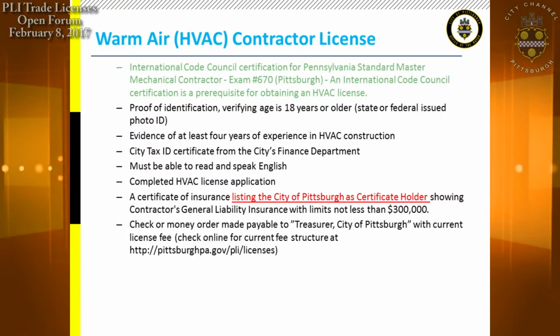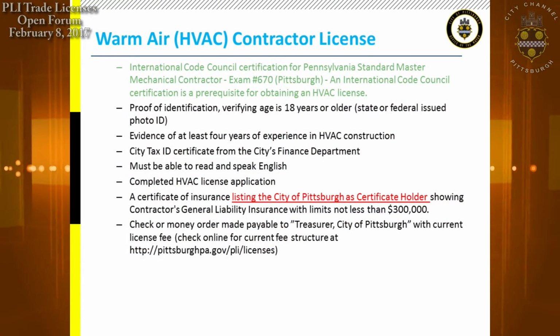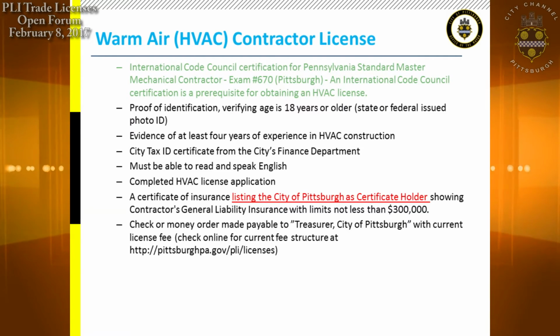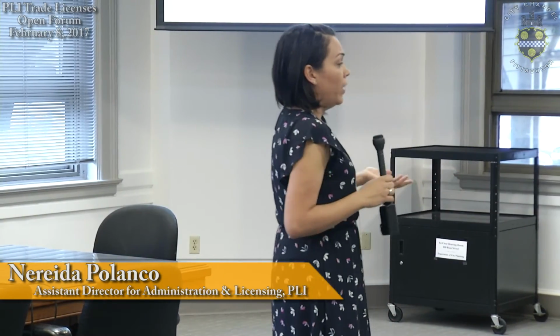Evidence of at least 4 years of experience for contractors. A lot of times they ask what type of evidence you want. If you work for a company, the company can write a letter. If you work for yourself, then you can provide copies of your tax return. All we want is to make sure that we have a way to verify that you have those years.